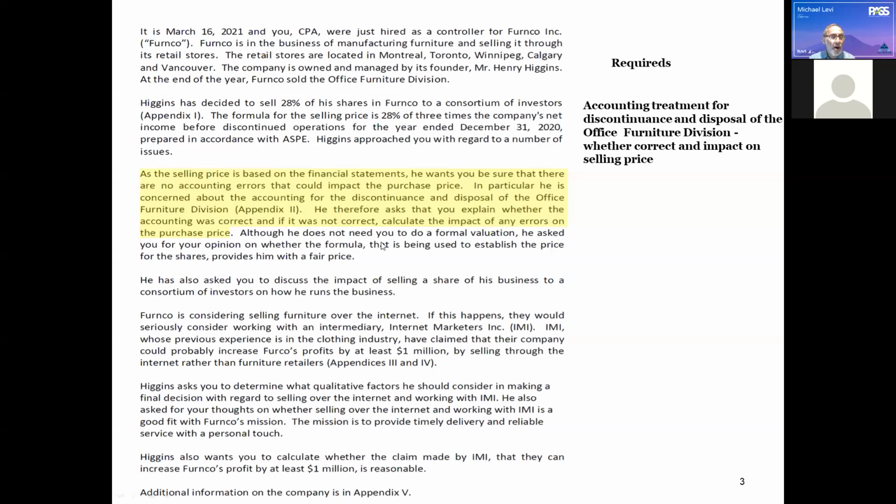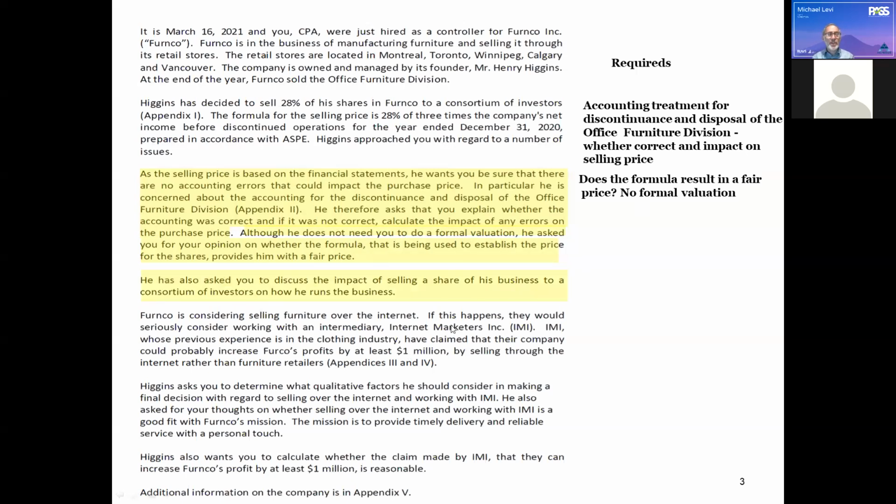Although he does not need you to do a formal valuation, he asks you for your opinion on whether the formula that's being used to establish the price for the shares provides him with a fair price. So the second required is, does a formula result in a fair price? What's tricky about this required is you're not supposed to do a formal valuation. You're being told not to, so you won't get credit for it. But the tough part is, what do I do? So we'll get to that when we take up that requirement.